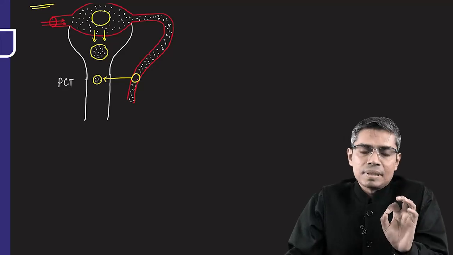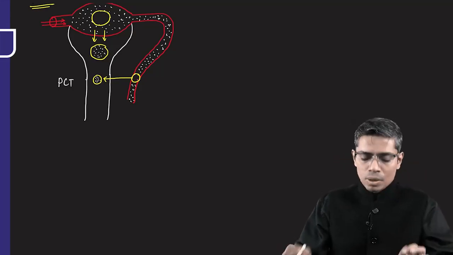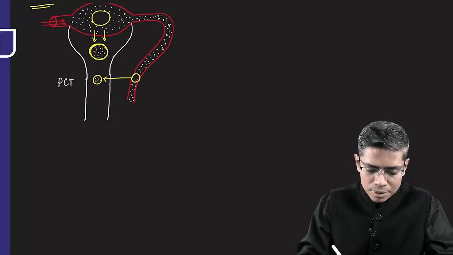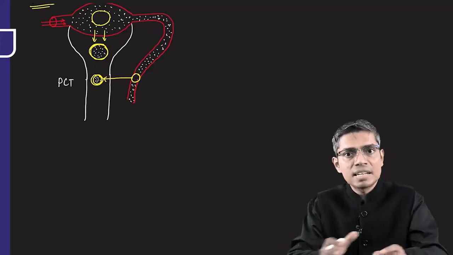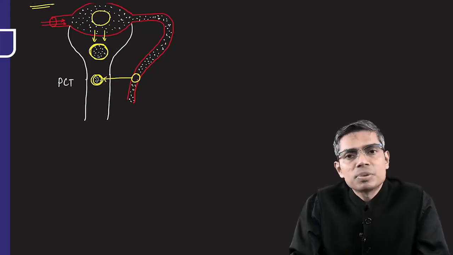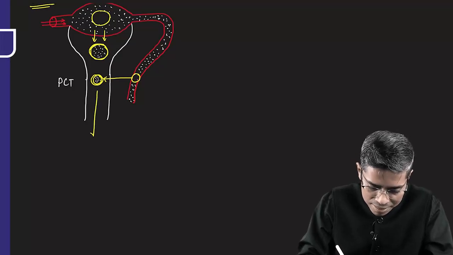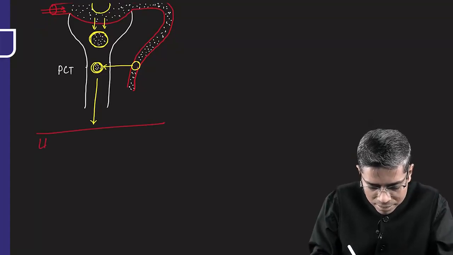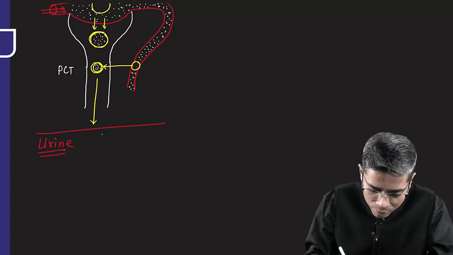I am measuring the amount of creatinine in the urine. Why? Because I know whatever creatinine has reached the Bowman's capsule and the PCT, this creatinine is not going to be reabsorbed, because creatinine reabsorption is not possible from the nephron. So all this creatinine will ultimately be released in the urine, right? So I collect the urine and measure the amount of creatinine. This creatinine has reached from two locations.